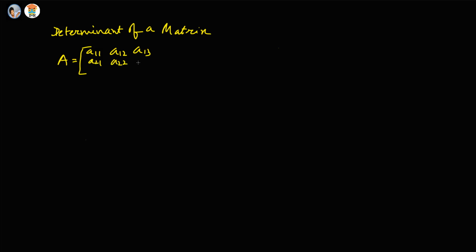In this video, we'll talk about the determinant of a matrix. Say we have a matrix A, which is a 3 by 3 matrix. The elements are A11, A12, A13, A21, A22, A23, A31, A32, A33.